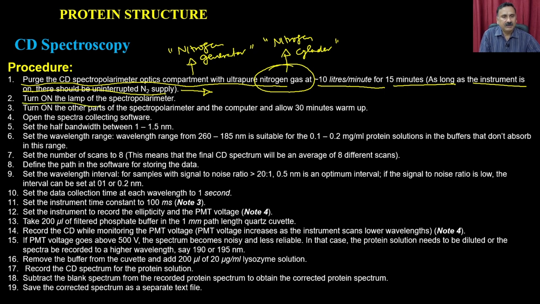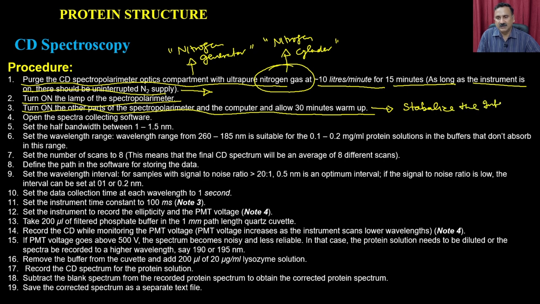Then you turn on the lamp of the spectrophotometer, turn on the other parts of the spectrophotometer and the computer, and allow 30 minutes to warm up. This 30 minutes is required because you want to stabilize the intensity of the light, the intensity of the bulb, because bulbs normally take some time to stabilize.